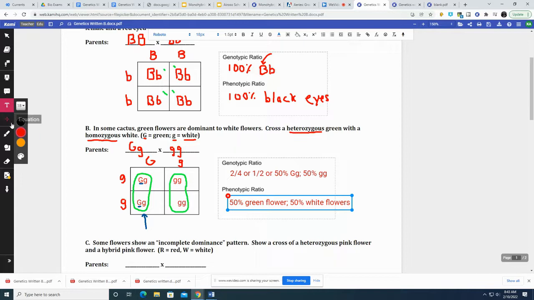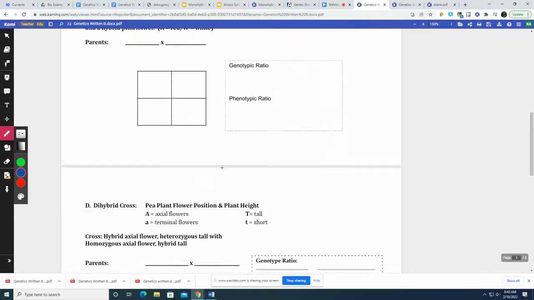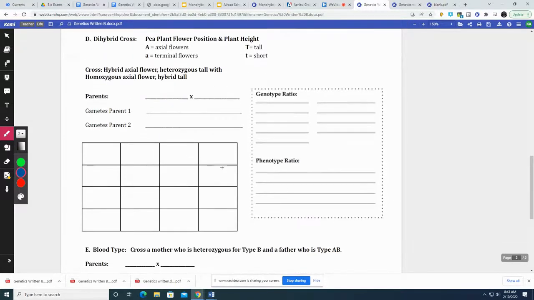All right, this one right here, incomplete dominance, we haven't gone over that yet, so I'm going to skip that one. We're going to go over that in genetics too. Here's the big guy. Now for regular bios, this is going to be extra credit.